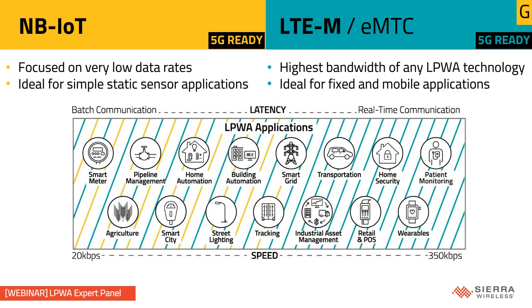Specifically with respect to NB-IoT and LTE-M, as you can see, these are 5G ready or on the path to 5G. In general, NB-IoT has lower data rates and limited mobility, so it's ideal for sensor applications, whereas LTE-M is higher functioning, has higher speeds, and also supports full mobility and real-time applications such as voice.